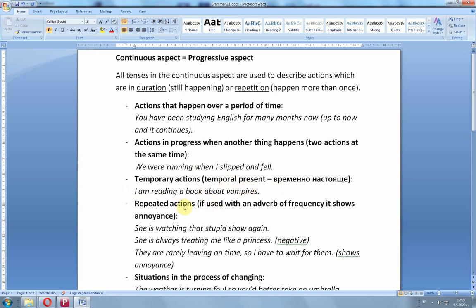After that, repeated actions. And in this case, if it is used with an adverb of frequency, it shows annoyance. So here they are. She is watching that stupid show again. Okay. She's always threatening me like a princess. Now this always actually shows annoyance with negative connotation. And they're rarely leaving on time, so I have to wait for them. And this one also shows annoyance.